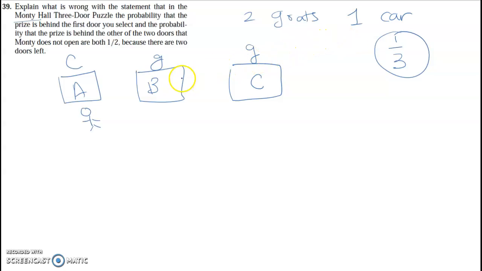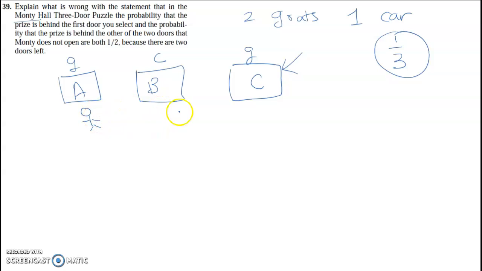Okay. So here, Monty has a choice. He can either open door B or door C. But let's say the case was actually goat, car, and goat. If this is the case, Monty is going to go ahead and open up door C. And of course, the goat is revealed.